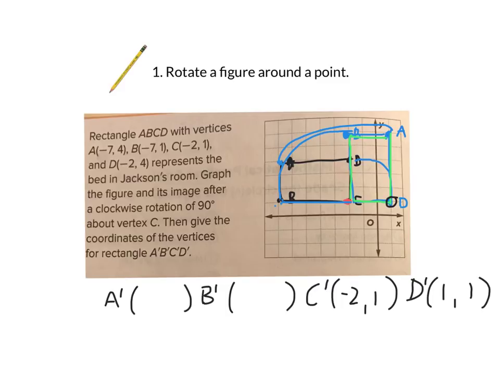So then A is at 1, 6, and B is at -2, 6. That is the final coordinates of all of the vertices for rectangle A, B, C, D, or the image of it, I should say.